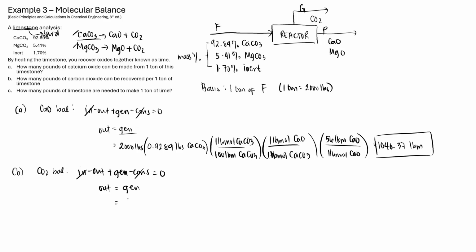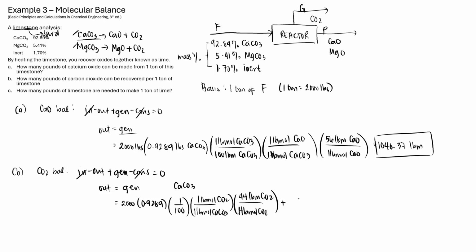So I'm going to start with CaCO3. 2,000 pounds. It's basically a carbon copy of the top one, 1 over 100. And then 1 pound mole CaCO3. This time it's 1 pound mole carbon dioxide. And then 1 pound mole CO2, it's 44 pound mass CO2. And then this is for CaCO3.